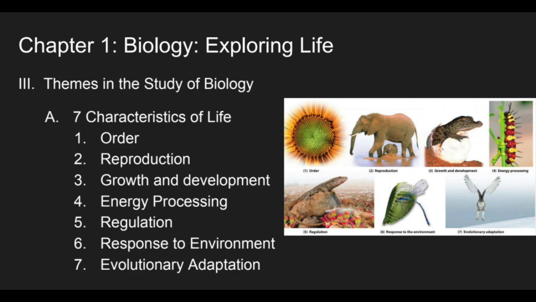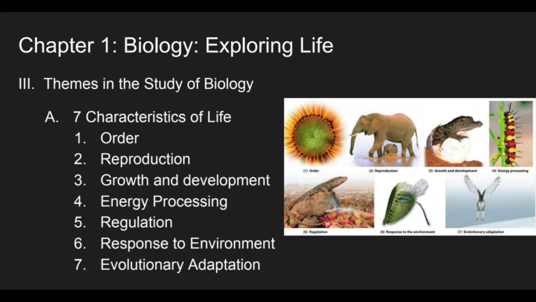Now that we've identified how experiments are done, let's look at the 7 different characteristics of life. The first characteristic of life is order. Order is basically the fact that living cells make up a complex organization. The sunflower, in the first picture, illustrates order in the sense that it shows life. Life must be ordered in order for it to succeed.